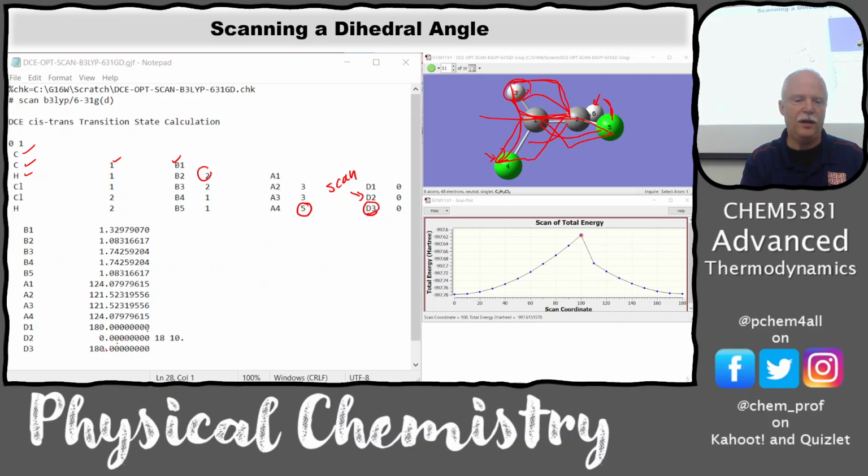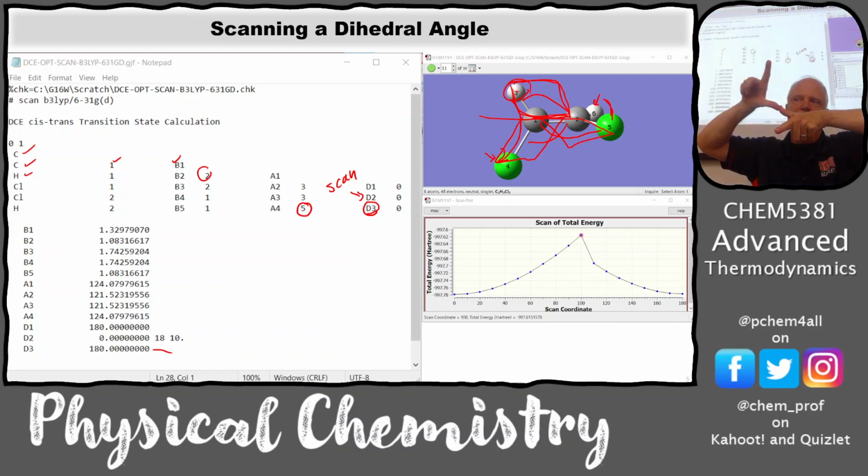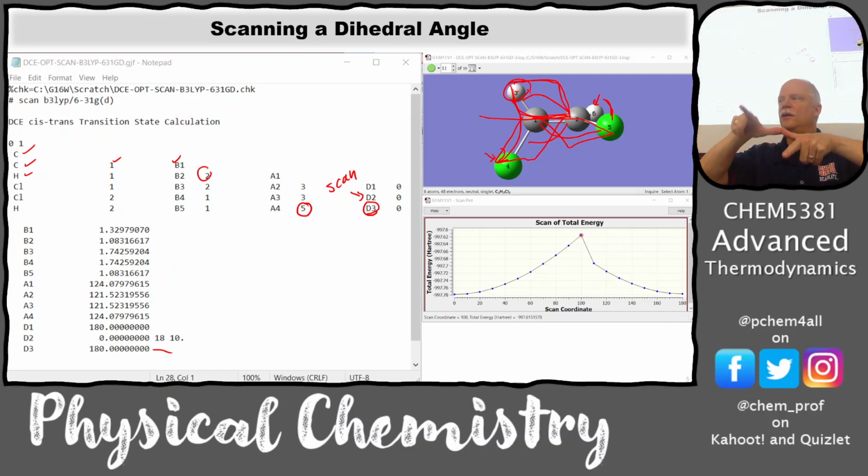And it's going to be 180 degrees because it's going to be on the opposite side of that carbon from atom 5, okay? But notice here, D2, we start out at 0, so 0 with respect to 3, so it's in the trans position, and we're going to crank it along, and it's going to go through 90 degrees and all the way over to the cis position. So I'm going to go 180 degrees with 10-degree steps.